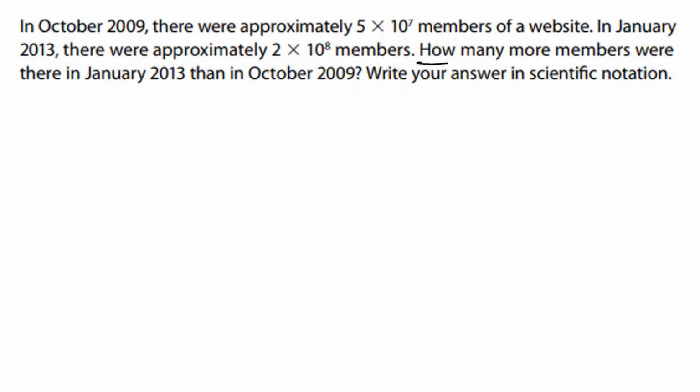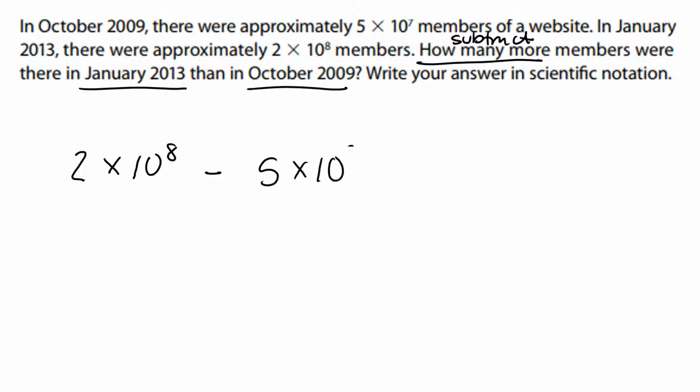So when you get the question of how many more, it means to subtract. And we want to subtract in order. So we want to subtract from January 2013. January 2013 is 2 times 10 to the 8th. And we're going to subtract October 2009, 5 times 10 to the 7th. Now, this problem does not have parentheses, but we still have to type them in on the calculator. We type them around both sets of numbers.